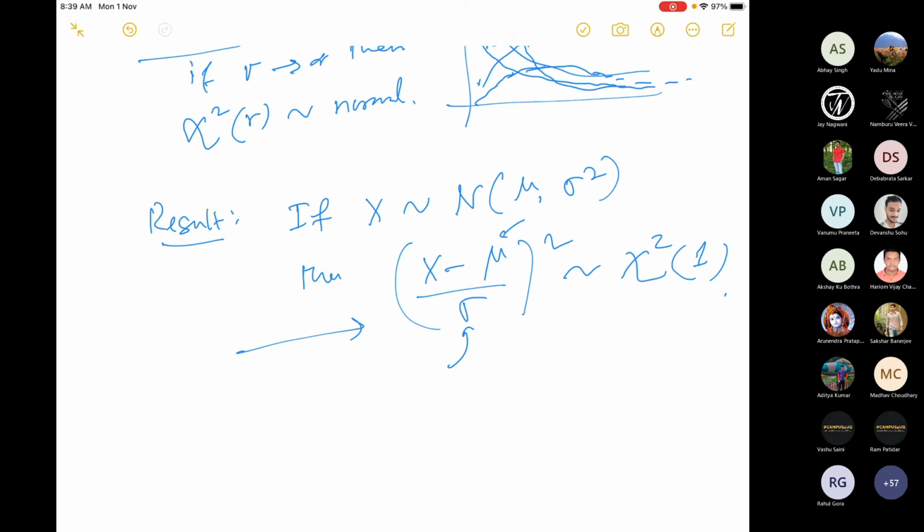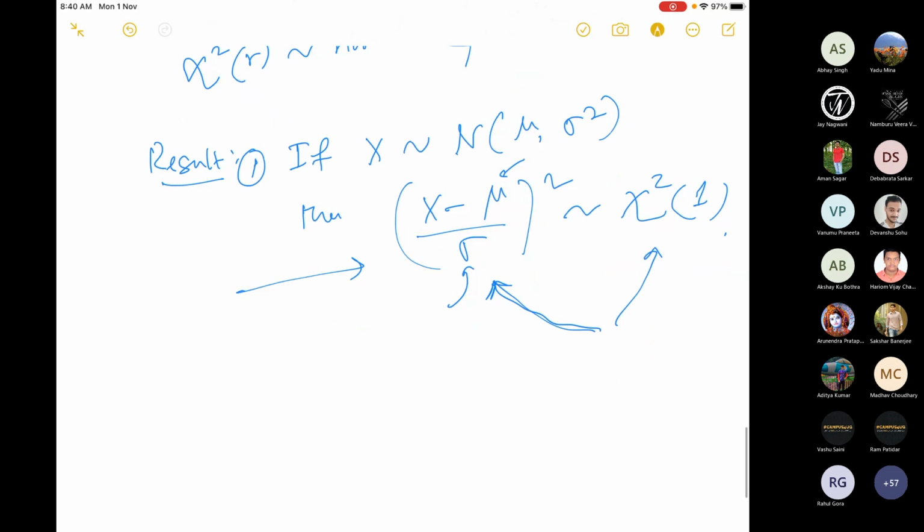What is a sampling distribution? It is a probability distribution, so there is a random variable. The distribution is called a sampling distribution if it is a function of the sample random variables. Here, if you take n equal to 1, X itself is a sample random variable. So you have only one sample, and then it is a function, and the distribution is chi-square. So chi-square is a sampling distribution.